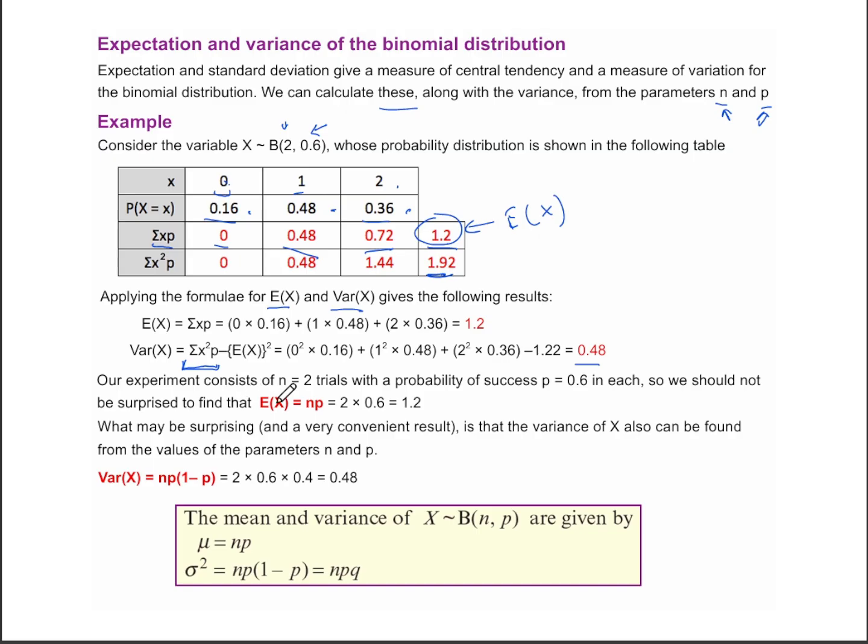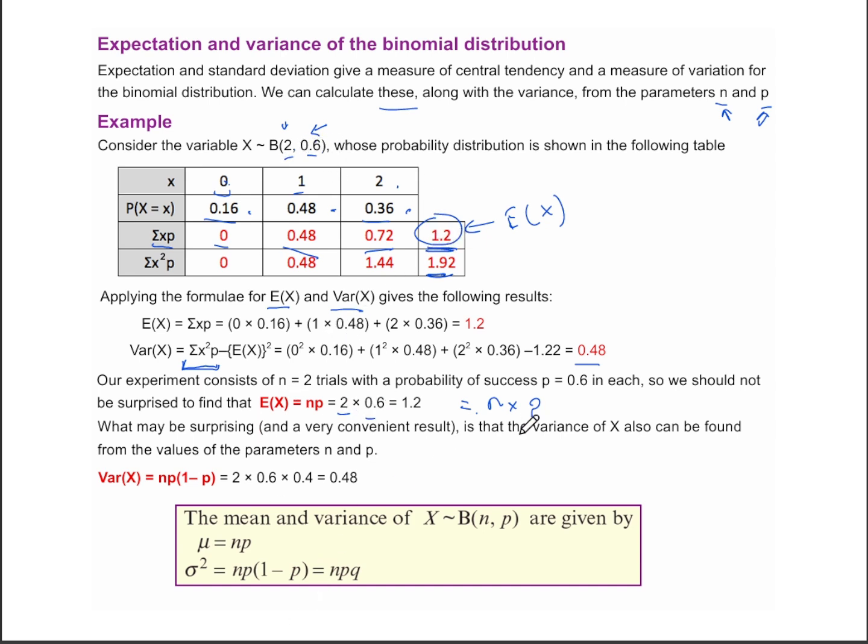Therefore, our experiment, which consists of 2 trials and a probability of success of 0.6, we get that the expectation, or the expected value of a random variable x, is 1.2, which we get by doing the number of trials, which is 2, multiplied by the probability of success, which is p. 2 times 0.6 is just going to be 1.2.